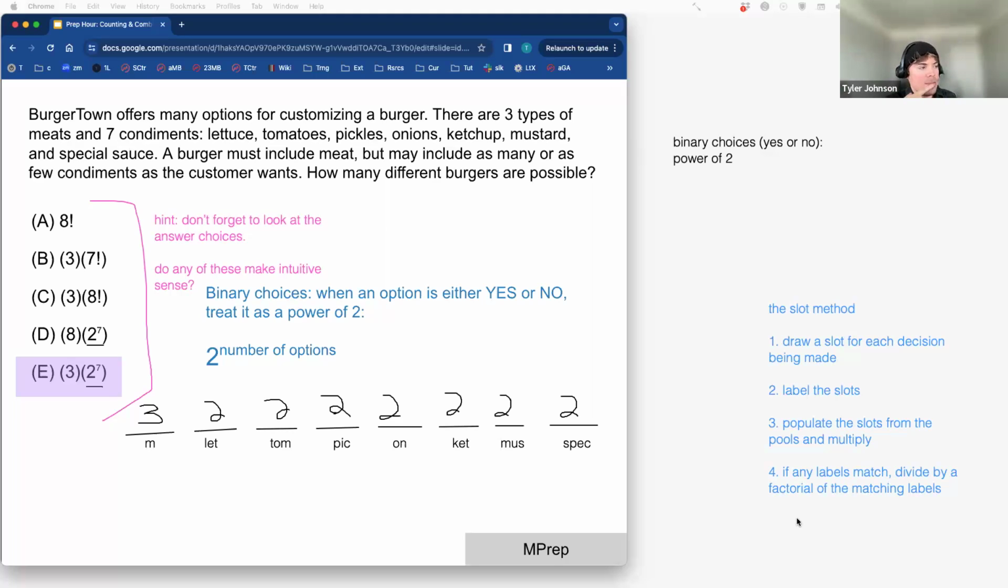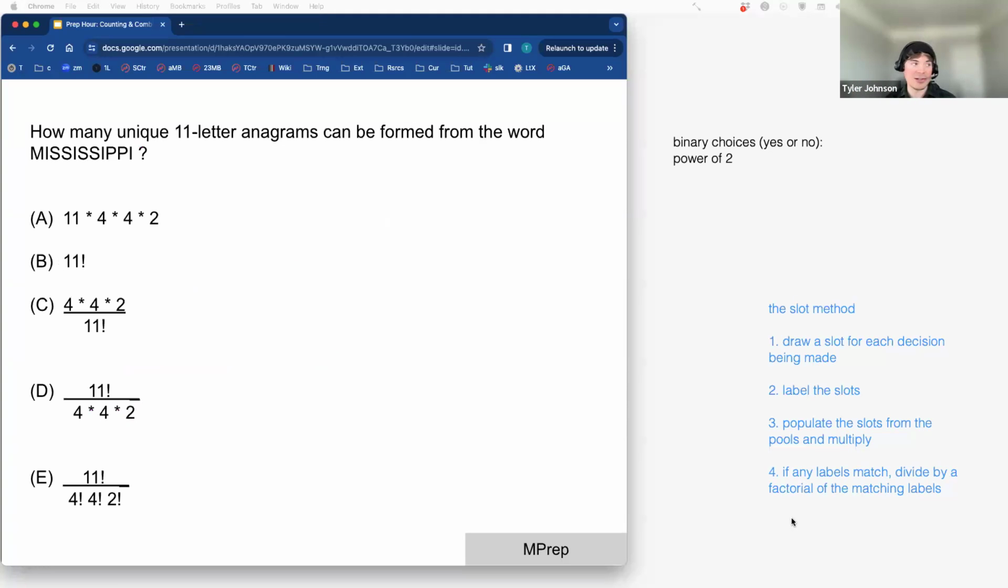Okay. So I want to move ahead. Another kind of common implementation I see with counting questions is with words and anagrams. And if you're unfamiliar, an anagram is just a rearrangement of the letters in a word. So let's take a look at this problem. I'll give you a couple minutes. Chat me what you think the answer is.